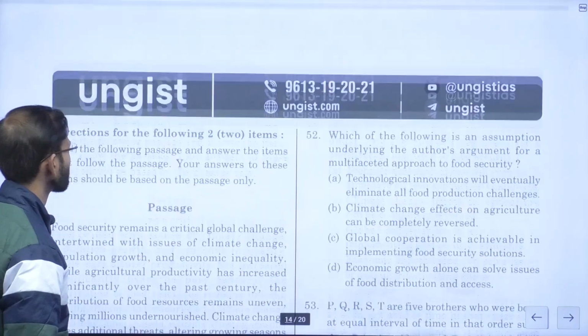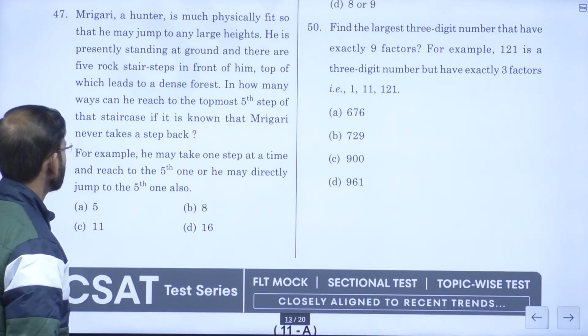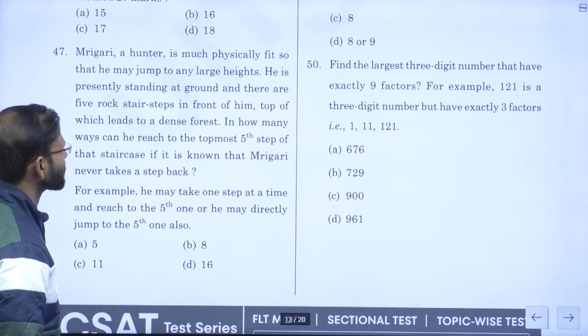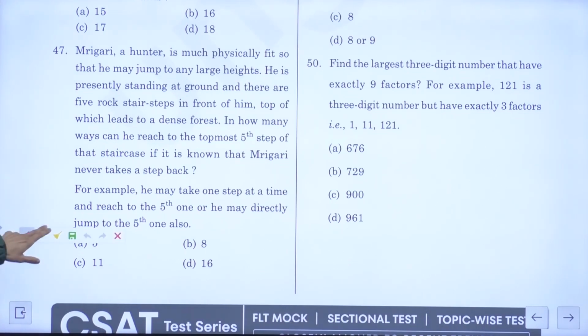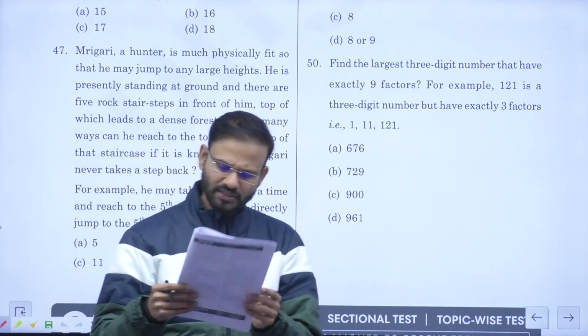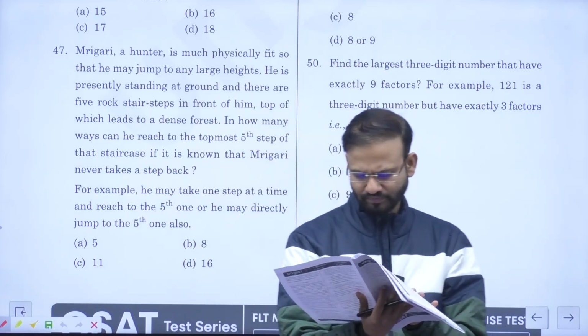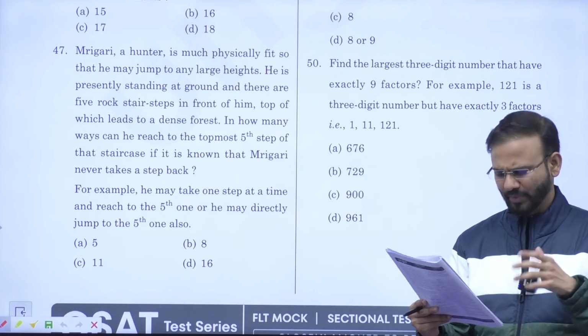The next question is this, guys, question number 47. Question number 47 is based on permutation and combination. The question is saying Marigari, right? The name of the character is Marigari or Mrigari, I don't know, it's Mrigari.